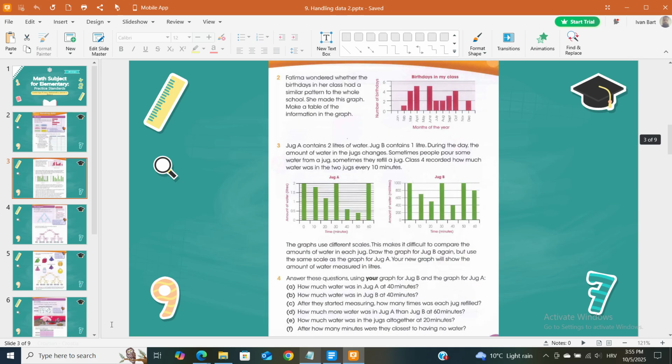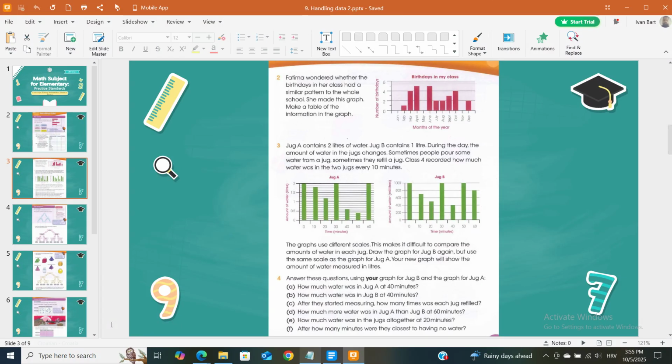2. Fatima wondered whether the birthdays in her class had a similar pattern to the whole school. She made this graph. Make a table of the information in the graph. Birthdays in my class. Number of birthdays. Months of the year.